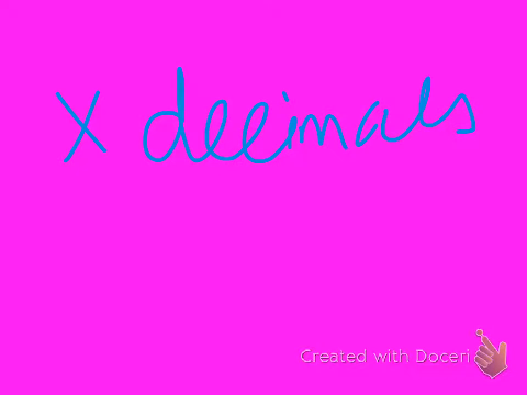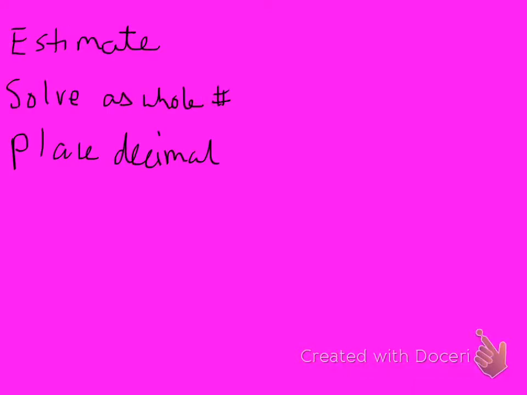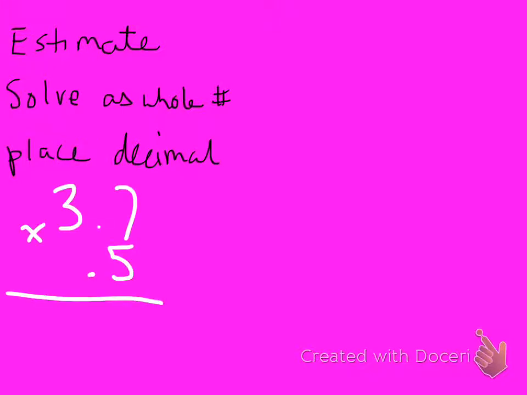Hey guys, today we're going to work on multiplying decimals. There are two ways to do this. One way to solve it is using your estimate, then solving as if we were multiplying whole numbers, and then use the estimate to place the decimal. Let's say the first problem is 3 7/10 times 5/10.